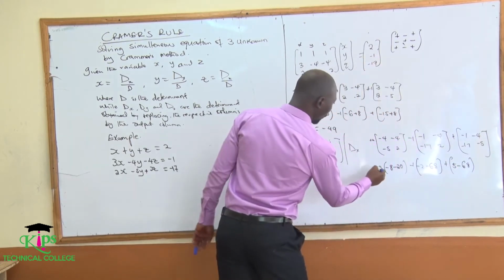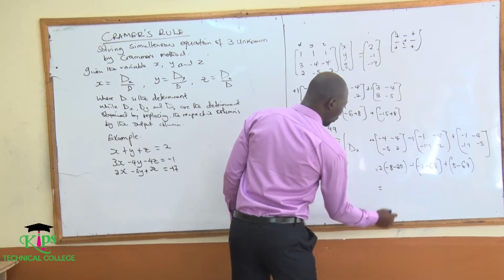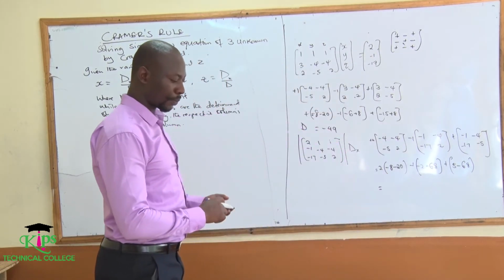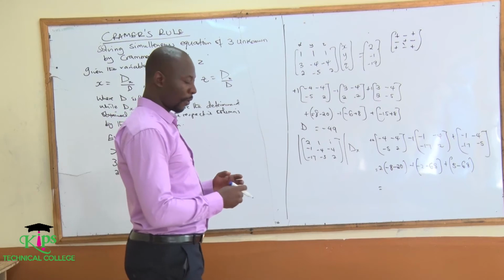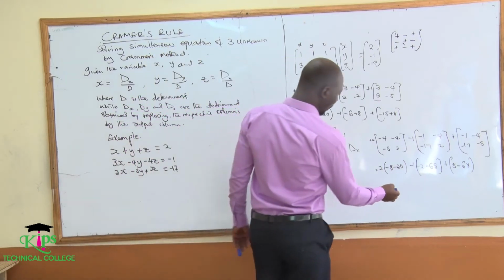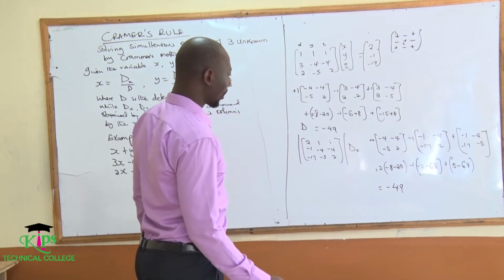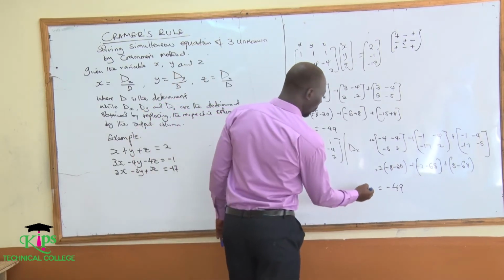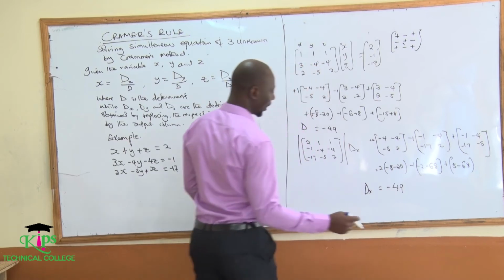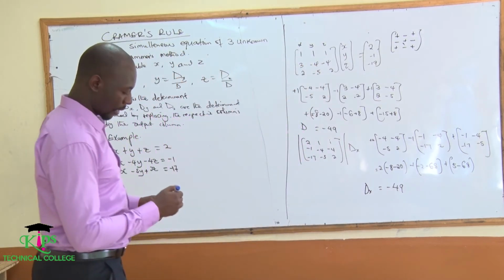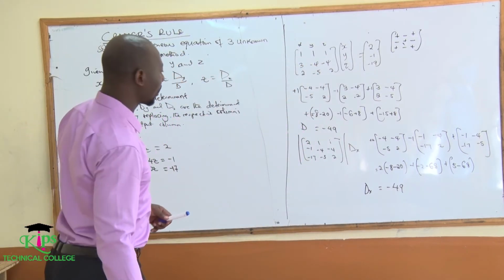So if you perform that one and sum together, you'll get negative 49 in that format. So our DX is negative 49 in that format. Then you proceed and get D.